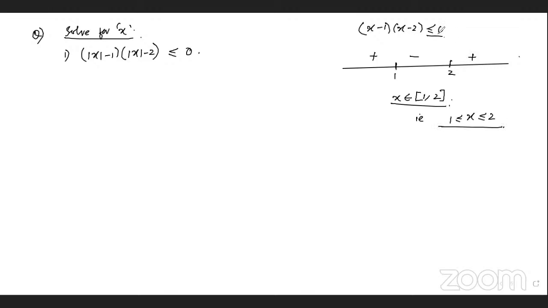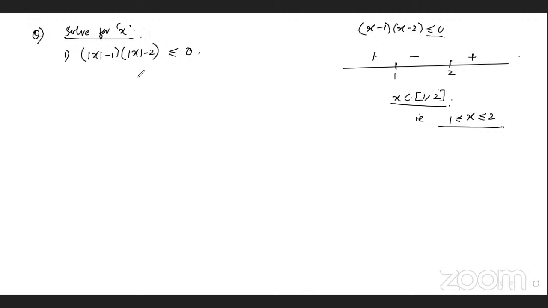I told you last time that less than or equal to sign means the extreme values, the endpoints, will also be included for the value of x. So x can be 1, 2, and all the values between 1 and 2. But here we have a modulus, instead of x.